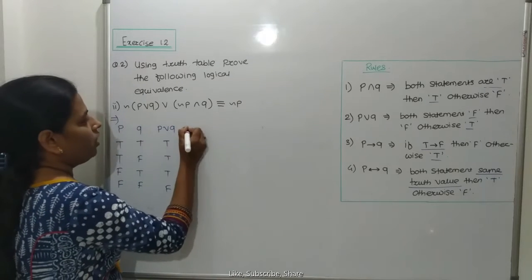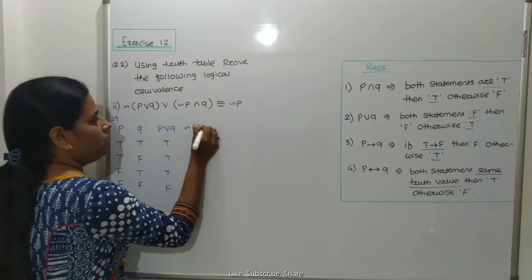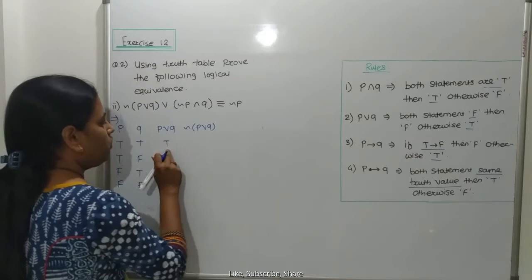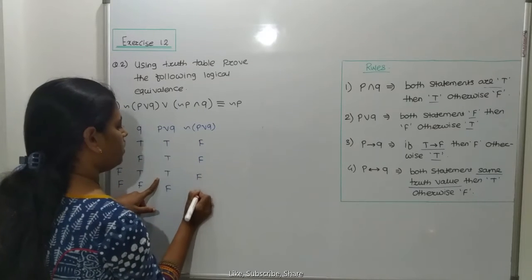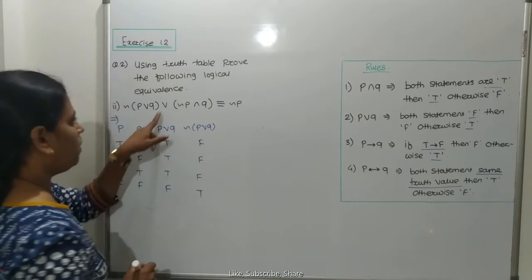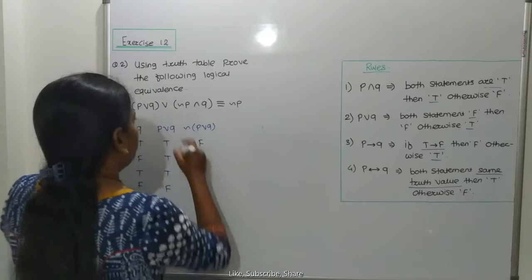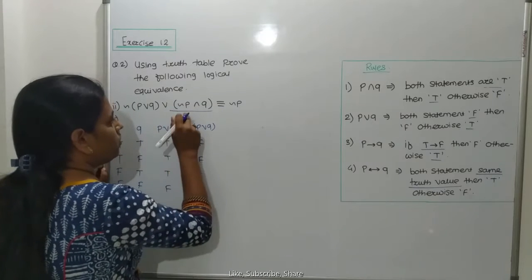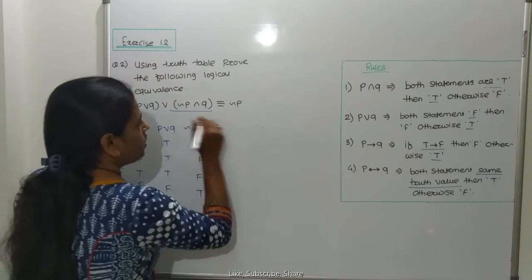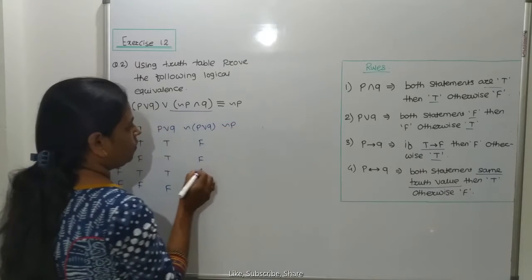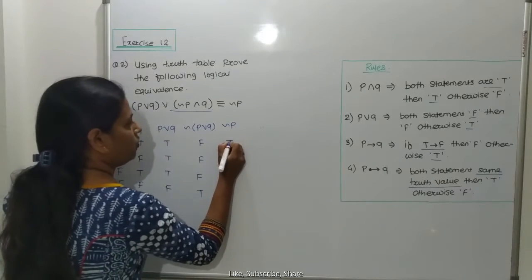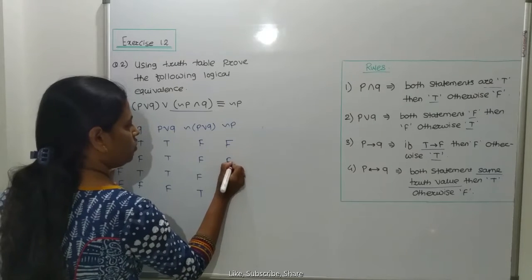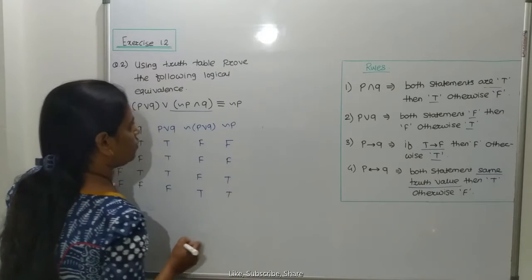Now next we have to calculate not of this, not of (P or Q). That means true is converted into false. Then this one is false, false, and this one is true. Now next one we have to solve. First of all, we have to calculate not of P. So what is not of P? Consider this one: true, true becomes false. This one is also false. This one is true, and this one is true.